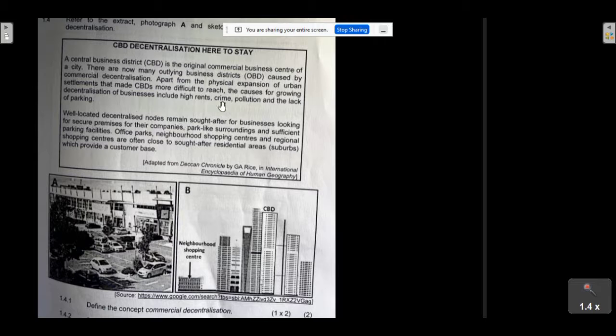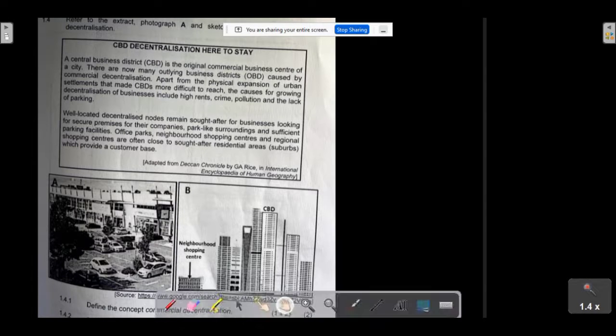So apart from the physical expansion of urban settlements that made CBDs more difficult to reach, the causes for growing decentralization of businesses include high rents, crime, pollution, and the lack of parking. The lack of parking. So I'm underlining these because they are the key takeouts here.